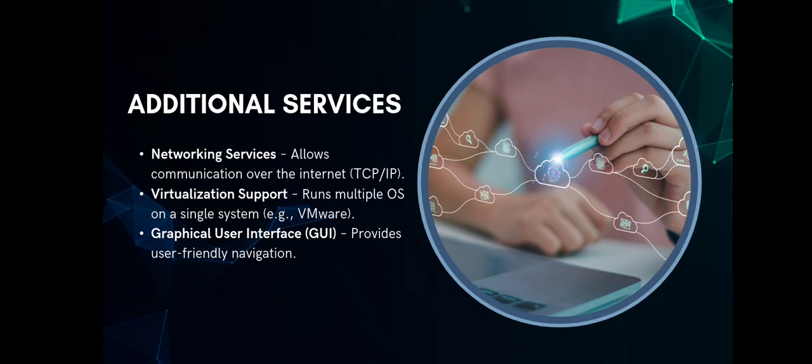Additional services of operating system. Apart from the main services, the operating system also provides networking services, virtualization support, and graphical user interface. Networking services allow computers to communicate over the internet using protocols like TCP/IP. Virtualization support. Operating systems like VMware, Hyper-V allow multiple operating systems to run on one machine. Graphical user interface. GUI provides an interactive experience with features like icons, menus, and animations. These services make modern computing more powerful and user-friendly.